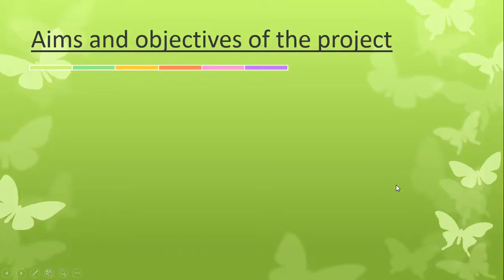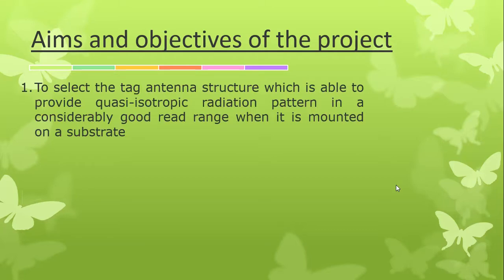So what are the aim and objective of this project? First of all, I would like to select a tag antenna structure which is able to provide a quasi-isotropic radiation pattern in a considerably good range when it is mounted on the substrate. What does it mean by considerably good range? It means that the read distance must be more than 5 meters. The quasi-isotropic radiation pattern is a pattern that is near to an omnidirectional pattern, where the orientation between the tag antenna and the reader antenna doesn't really matter. In any orientation, the tag antenna is still able to detect the signal from the reader antenna and activate the tag.